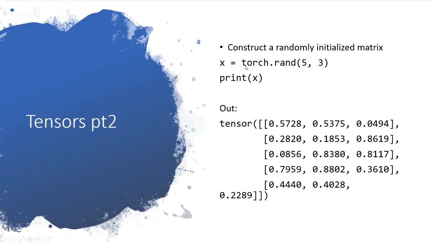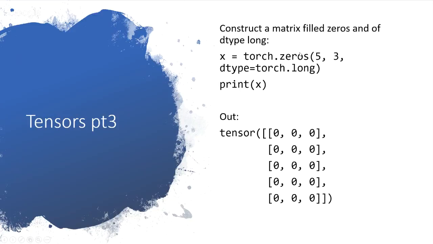Next, we'll just go on to some other ways of constructing the matrix. So if you go x equals torch.rand with 5 by 3 as the argument, and you print that out, you get a tensor with a 5 by 3 shape, which basically has all random values. So if you wanted to construct it a bit like what you can do with NumPy, filled with zeros, with a particular dtype long, you would go x equals torch.zeros with arguments 5 by 3 and also dtype equals torch.long. And if you print that, you would get a long tensor, which is basically 5 by 3.